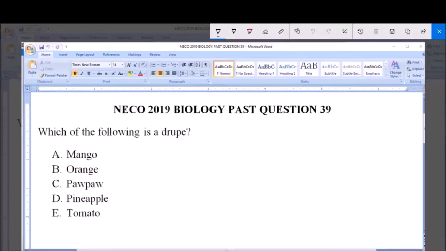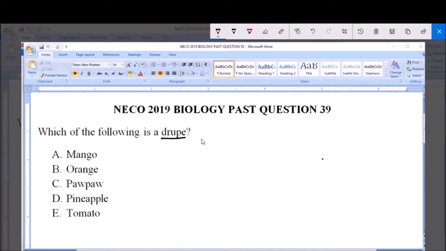Hello, good day and welcome. I will be answering NECO 2019 biology past question 39. Which of the following is a drupe? A. Mango. B. Orange. C. Pawpaw. D. Pineapple. E. Tomato. So we are asked for an option that is a fruit which is classified as a drupe.